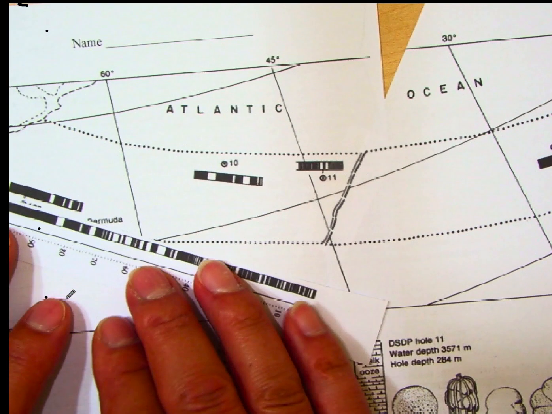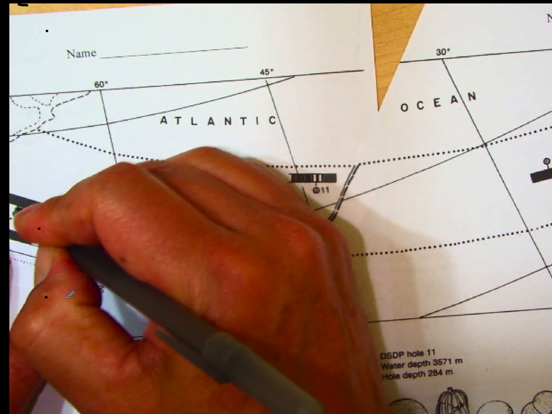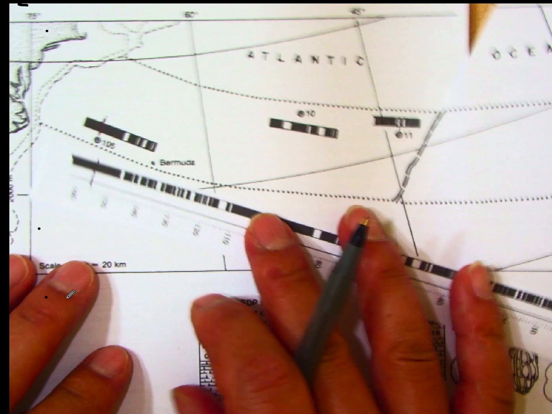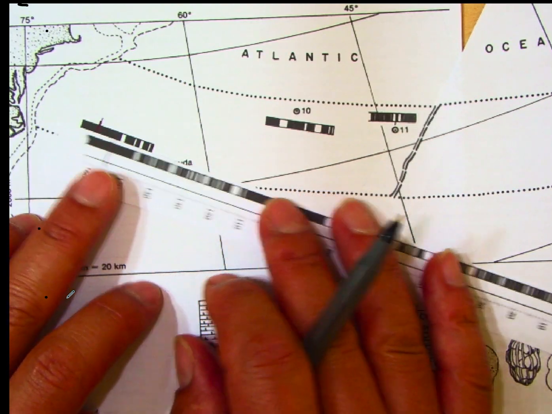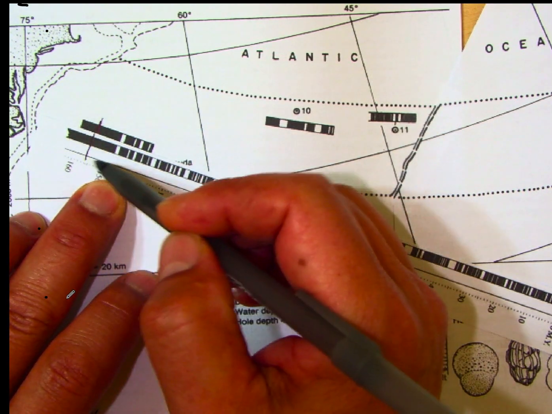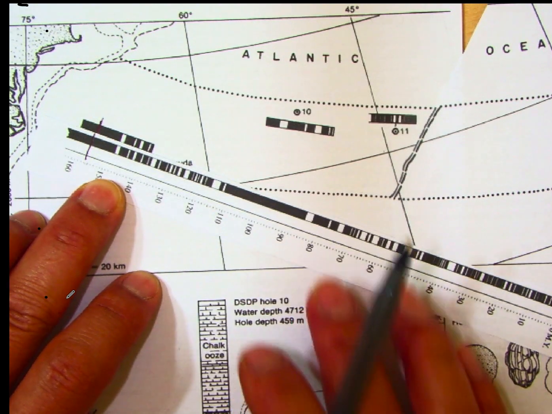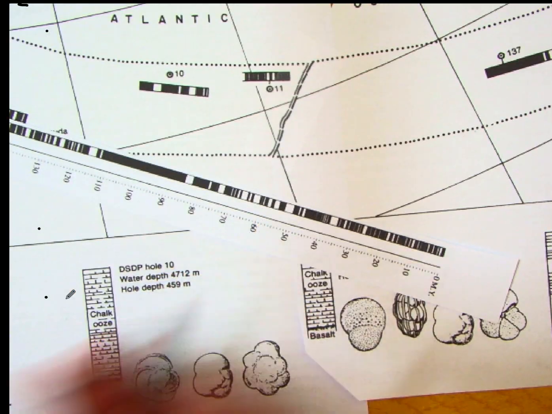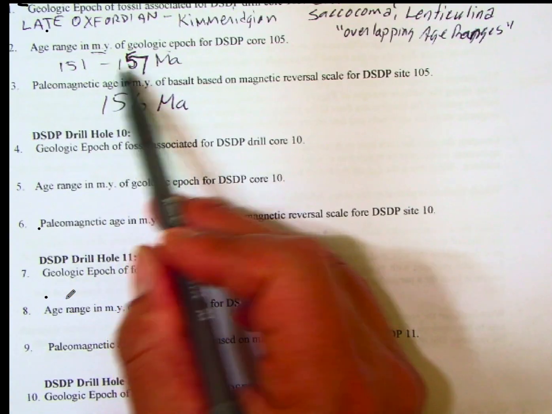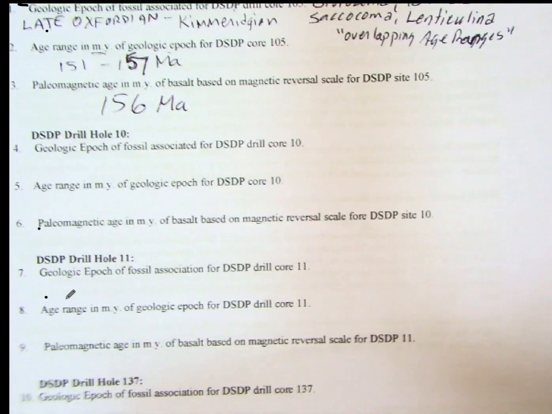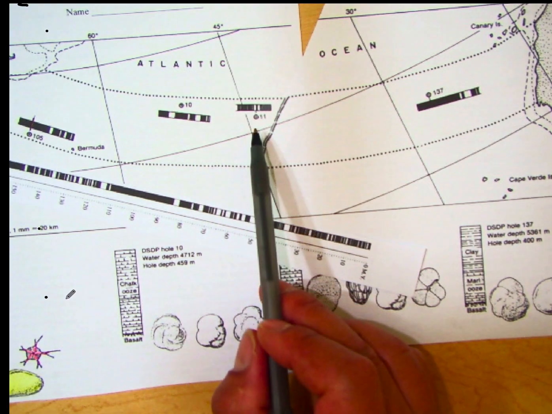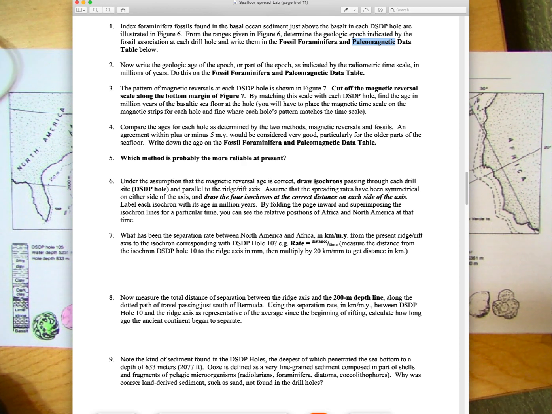What I recommend is you notch out where hole 105 was drilled. So it was drilled right there. So when we're looking at this Paleomagnetic age, you see the match is right there. And when I bring this over, it's about 156 million years, 156. So that's what we're going to record on our map here, 156 MA. And note that that fits within the range of our fossils, right? So now your job is to do the same thing, but I want you to do hole 10, hole 11, and hole 137. So now let's look at some of these questions.